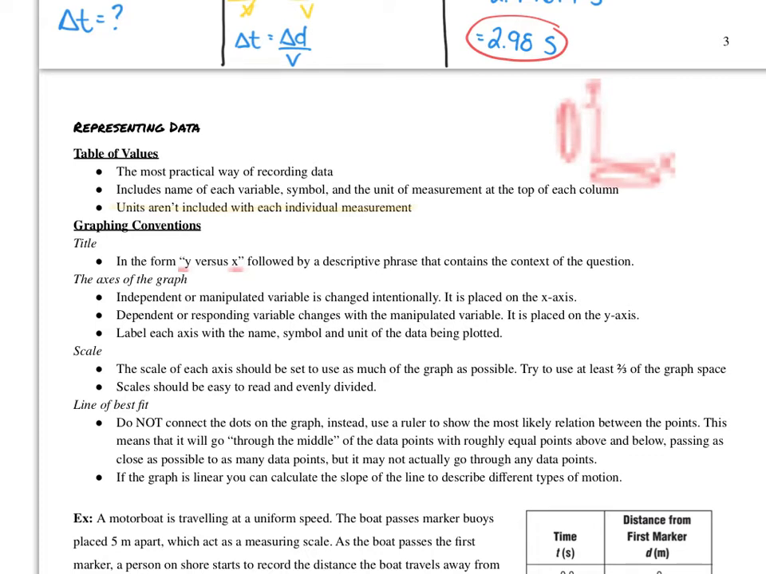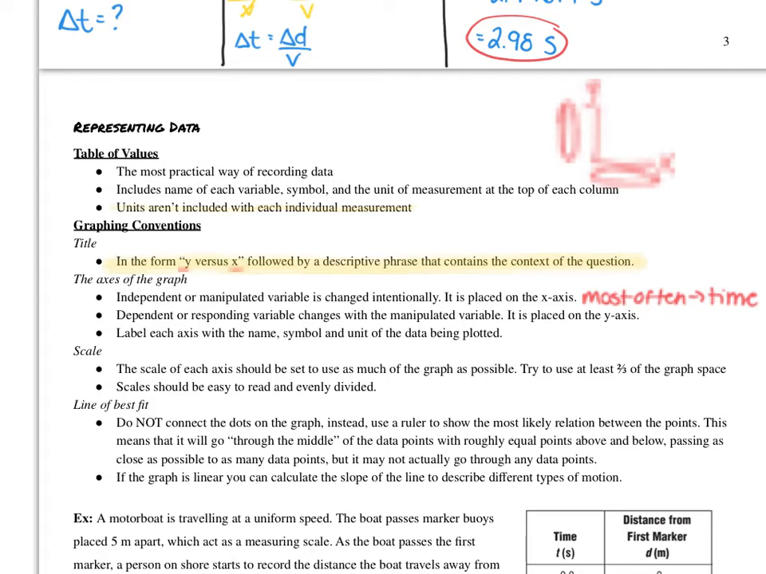followed by some sort of descriptive phrase that contains the context of the question. So we need to write a title every time. The axes of the graph: the independent or manipulated variable that is changed intentionally is placed on the x-axis. This often in physics ends up being time. So if time is part of an experiment, it's like 90% sure that you're going to put it on the x-axis. And in fact, in this class, I would say you're probably closer to 100% sure.